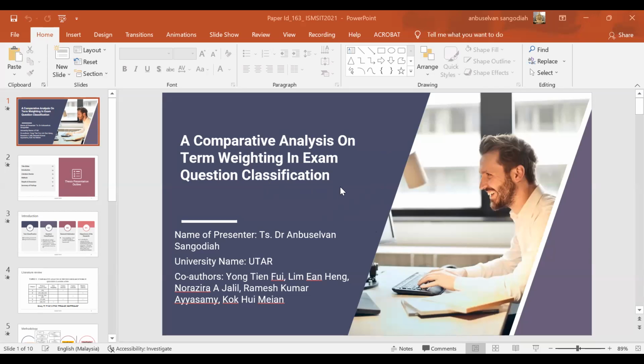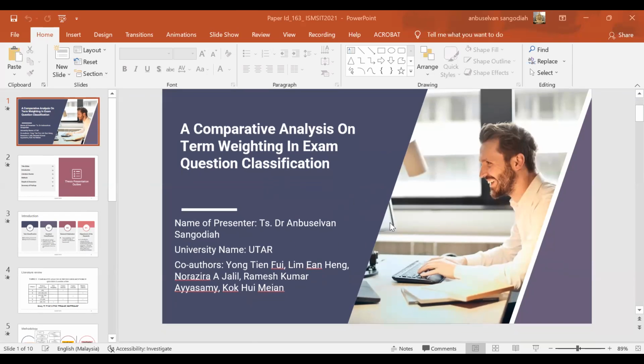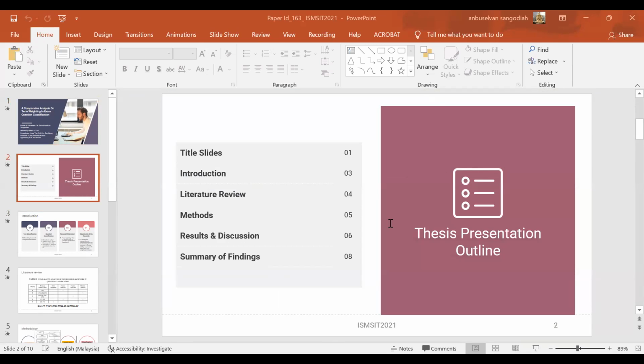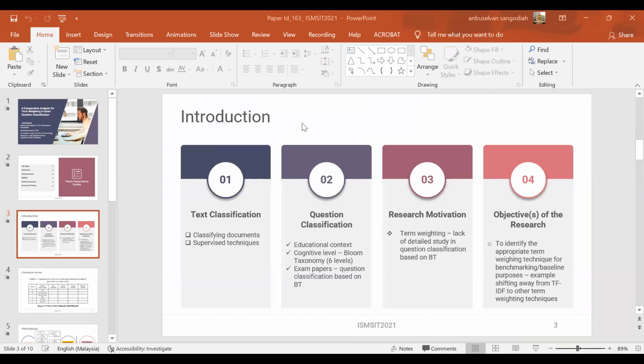Okay, so the title of my presentation today is a comparative analysis on term weighting in exam question classification based on Bloom's taxonomy, right? So this is my name. I'm from Utah. These are my co-authors. So I'll just give you an idea, right? What exactly question classification based on Bloom's taxonomy is.